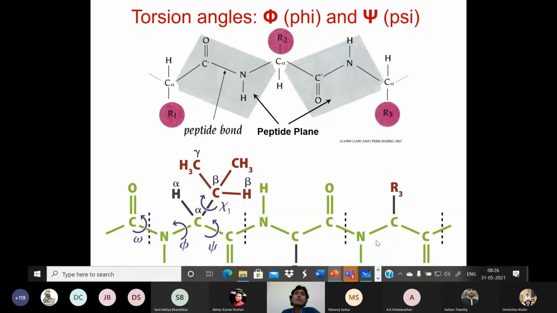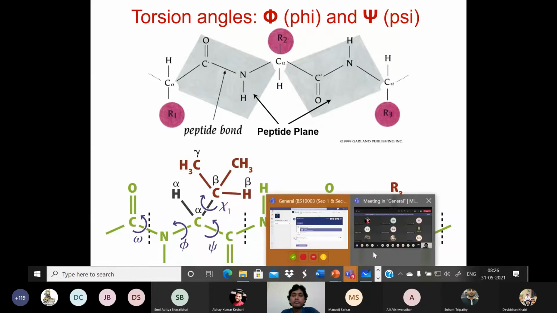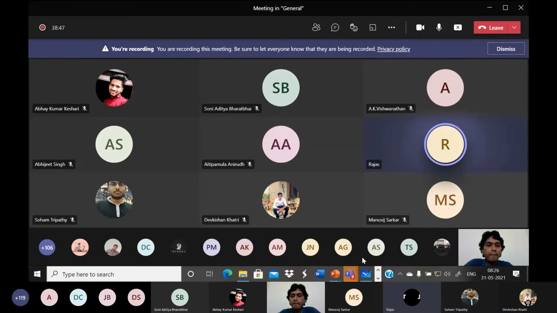Excuse me, sir. The hydrophobic part is basically non-polar, so why do we need to protect that part? What do you think? Because the hydrophobic side chains will not be stable in solution.